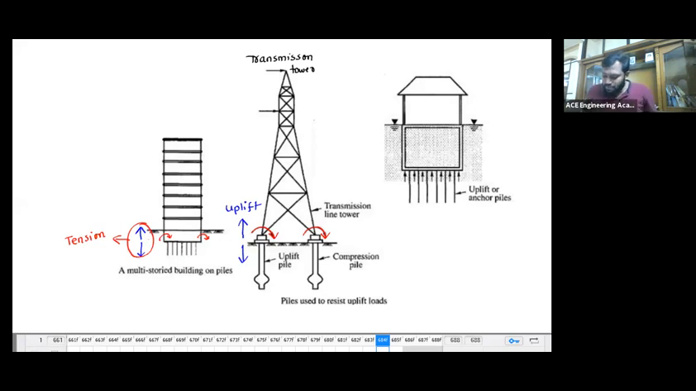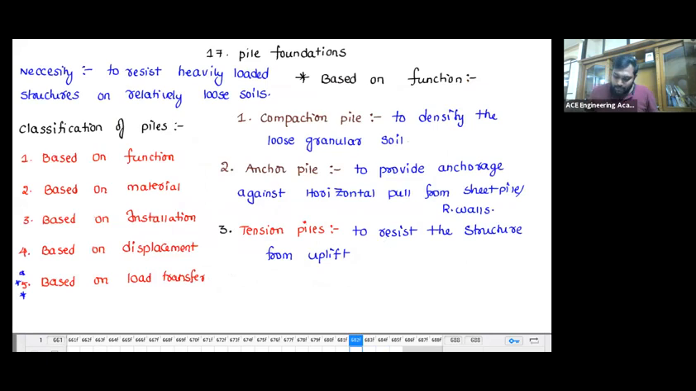So generally we do observe this in the case of heavily constructed multi-story buildings or transmission towers. So the tension piles are to resist the structure from uplift. Tension develops in the pile due to overturning.